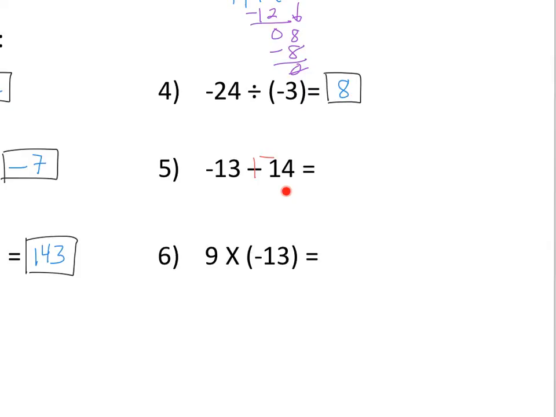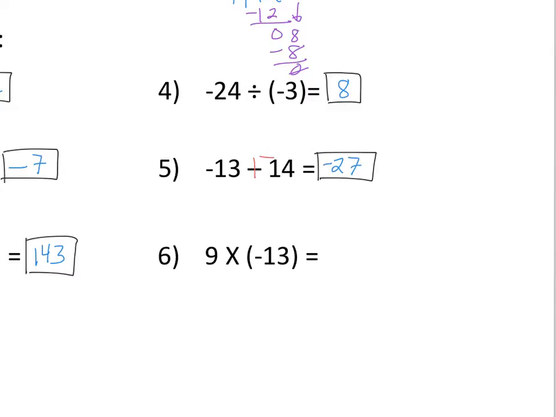So when adding two numbers with the same sign, you're going to add and keep the sign. So if I add, I have 13 plus 14 is 27. And I'm going to keep the sign, which makes it negative. So we have negative 27.